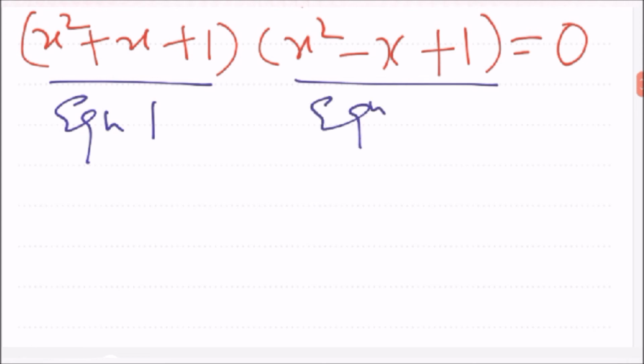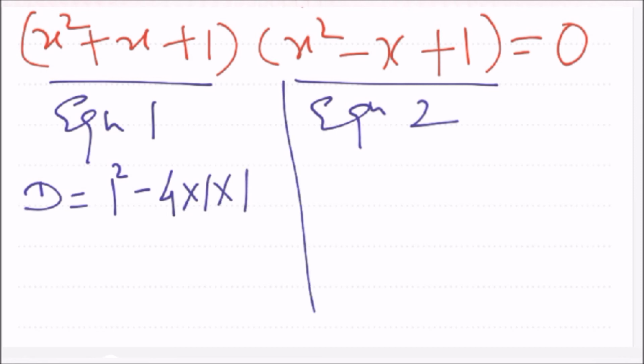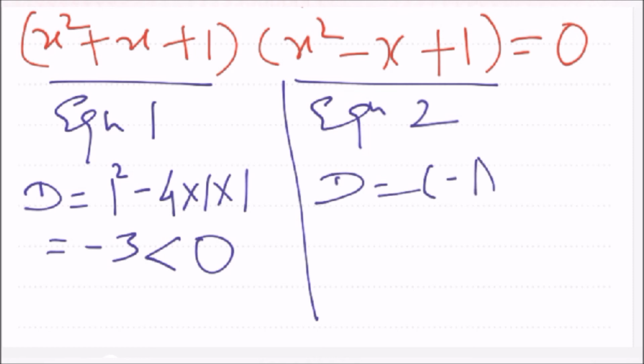So we get discriminant in the first case as 1 square minus 4 into 1 into 1. So here a, b, c all values are 1. So on solving this, we are going to get minus 3, which is less than 0. Now let's see what we get in the second case. b value is minus 1. So b square minus 4ac. So minus 1 square is again 1 minus 4, which will become minus 3 again.